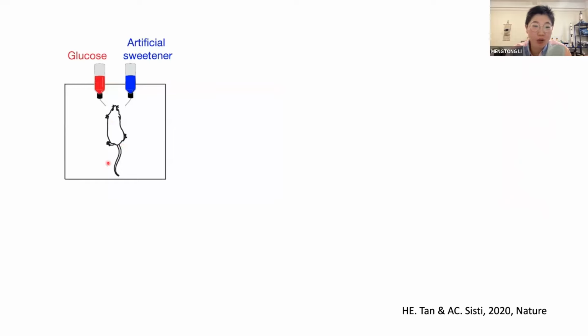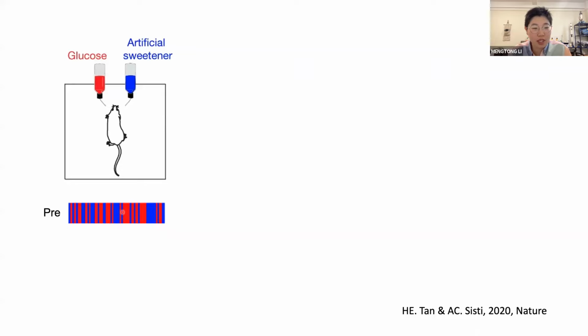Our previous work showed this preference paradigm. A freely moving mouse is presented with two bottles. One bottle contains sugar, here using glucose, and the other contains artificial sweetener, using concentrations at which both are equally attractive. At the beginning, the mouse drank equally from either bottle. The bar shows the lick raster for glucose in red and the artificial sweetener in blue. The densities are quite similar.